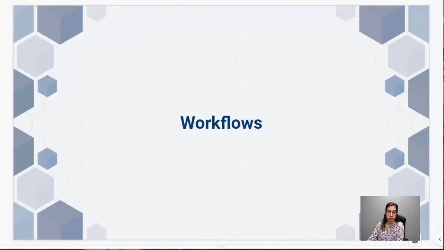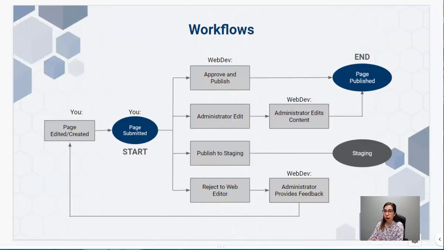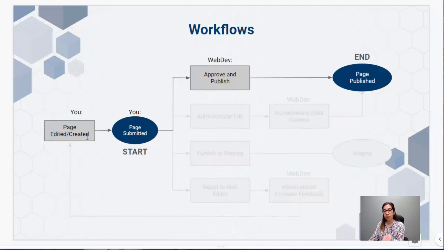So now going back to the presentation, this is what happens after something's been submitted to workflow. And I'm going to break this down because there's 4 things that can happen. So the first thing, you edit or create a page, you submit that page to workflow as we just went over. The first thing is we see that the page looks fine. No issues, no accessibility concerns. We just click approve and publish, and then the page is live on the website instantly. So that ends that workflow process.